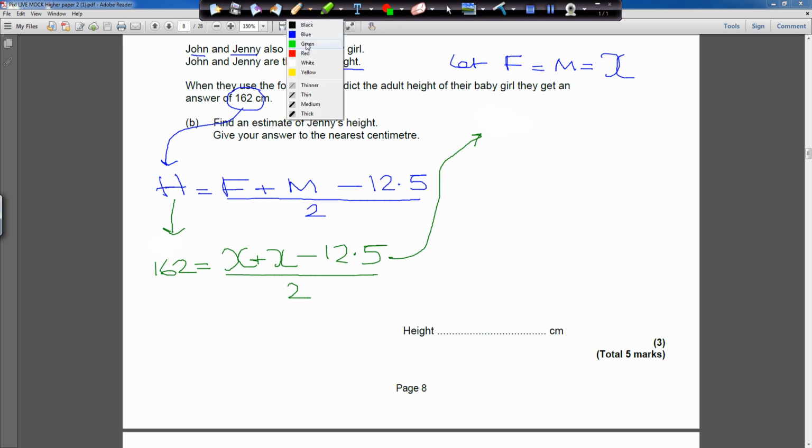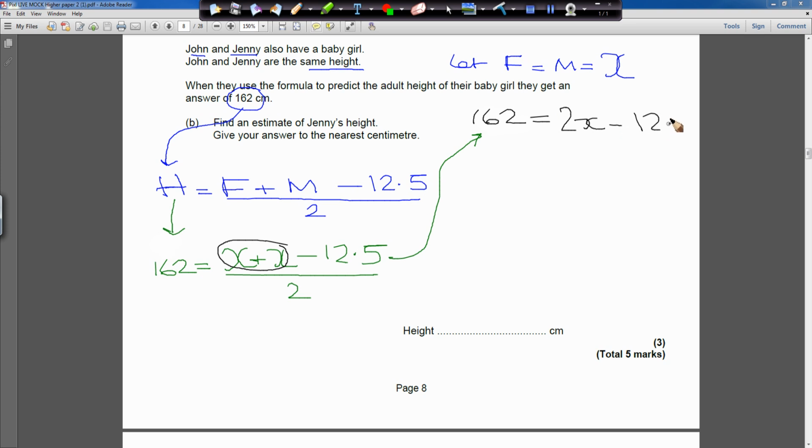Okay, let's go for black. So 162 equals, now the x plus x here, this part here, I'm going to simplify that down because x plus x gives us 2x. And then minus 12.5. Divided by 2. Okay, let's swap color.